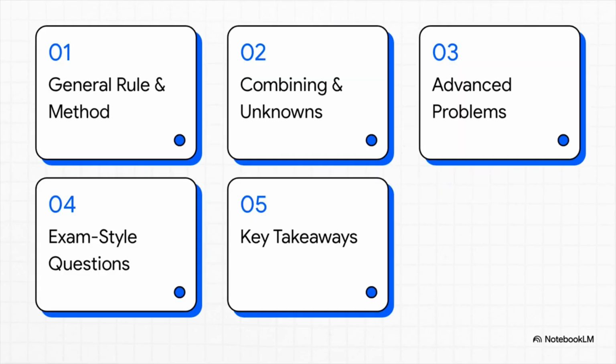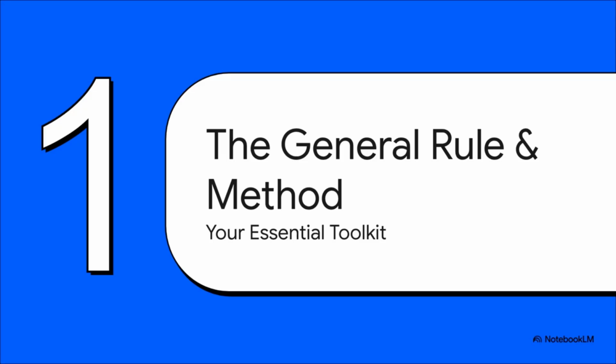Okay, so here's our roadmap. First, we'll unpack the general rule and the method you need. Then, we'll jump into some practice, combining things and finding unknowns. After that, we'll tackle some more advanced problems, and then the big one, exam-style questions. And, of course, we'll finish with the key takeaways. All right, let's get right into it. Time to build our essential toolkit for this.